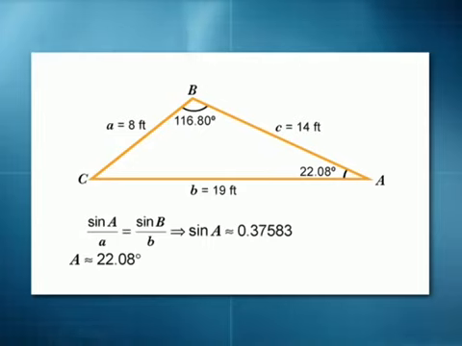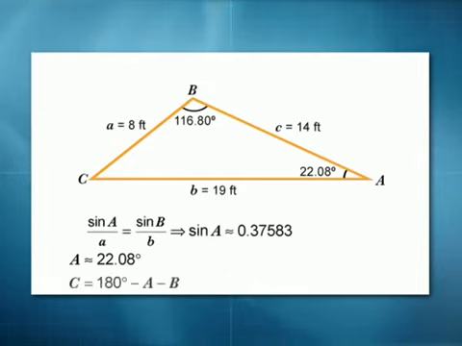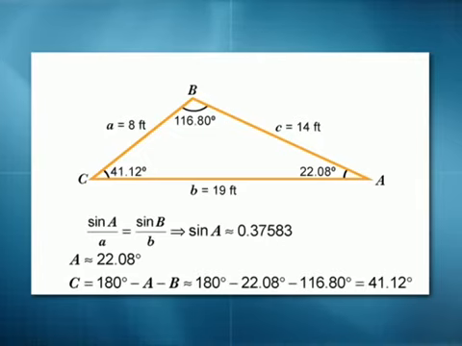I know A is going to be an acute angle here because already B was obtuse. And the full triangle can't have two obtuse angles, can it? So the other two are going to be acute. So A comes out to be 22.08, and then knowing two angles, we have 180 minus A minus B, and that turns out to be about 41.12 degrees.